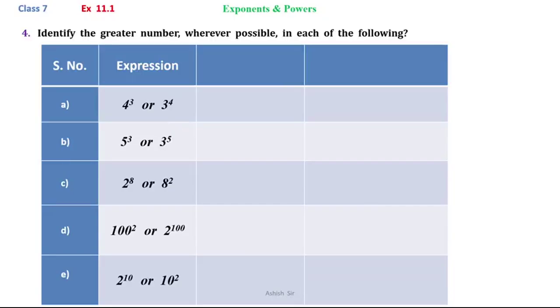Exercise 11.1, question number 4. Identify the greater number wherever possible in each of the following. So we see here we have been given 4 to the power 3 and 3 to the power 4.